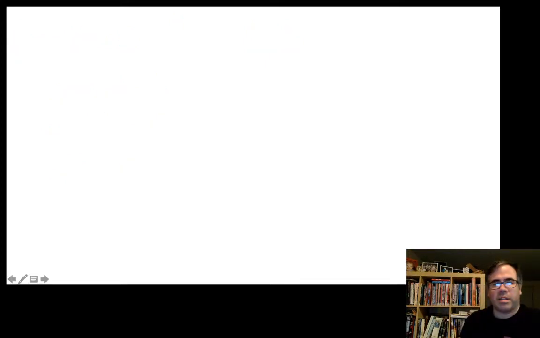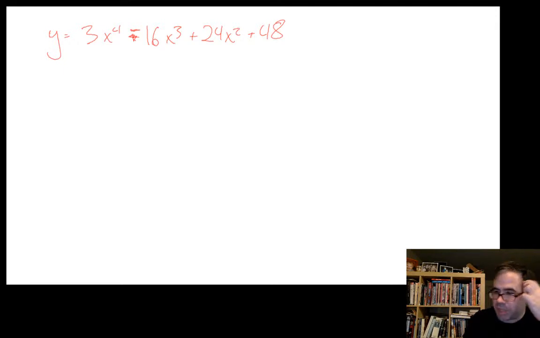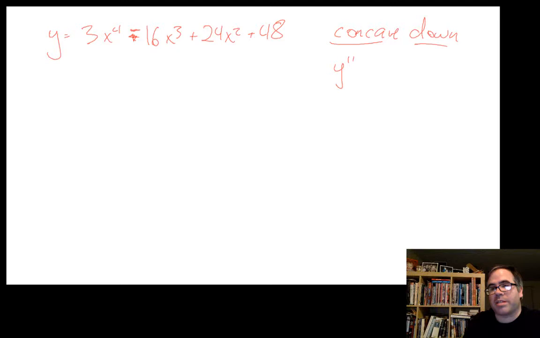So if you have something like y equals 3x to the fourth minus 24x to the third plus 20x squared plus 48, the exact terms don't really matter. And it asks, when is this concave down? So it kind of expects you to see concave, so we're looking at the second derivative, and it's down, so we want y double prime, the second derivative, to be less than 0, right?